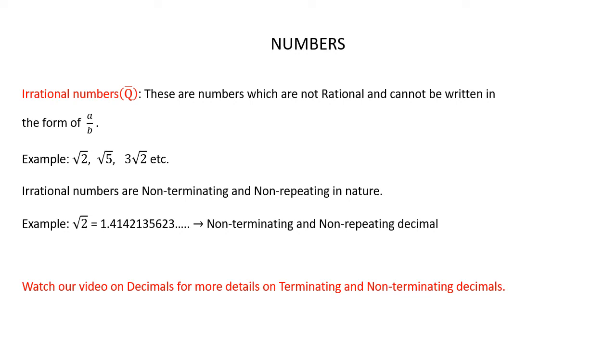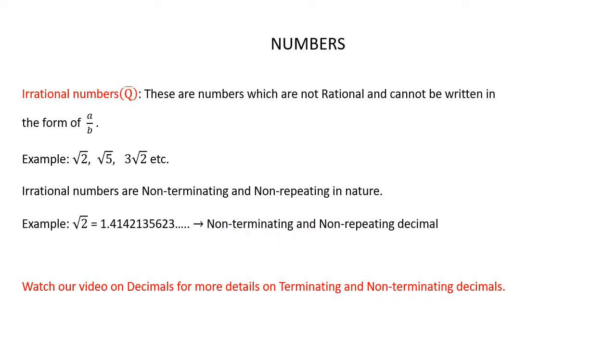What does this mean? Let's take an example. Root 2. When you find the value of root 2, you'll get the answer as 1.414213563 and so on and so forth. It is non-terminating because after the decimal point, the digits keep on going. There is an endless number of digits after the decimal point. So this is a non-terminating decimal.